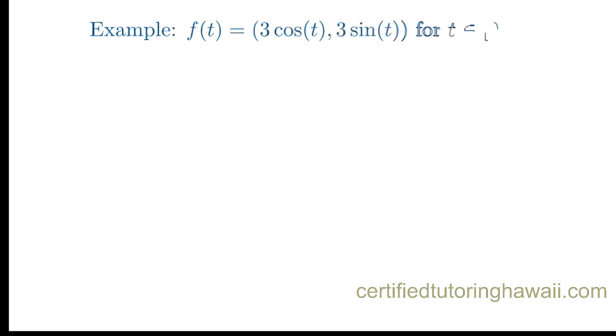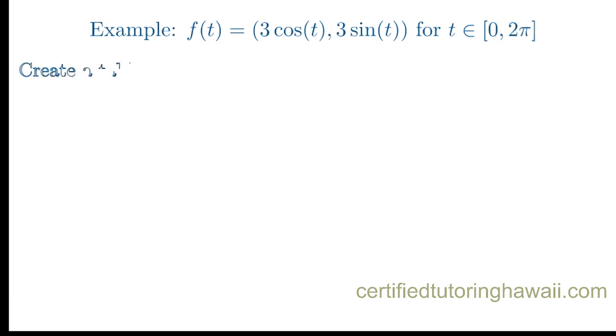Sometimes, the parametric functions involve trigonometric expressions. Consider the function f of t equals 3 cosine t, 3 sine t. We are given a domain for t from 0 to 2 pi. Remember that 2 pi radians is the same as 360 degrees.